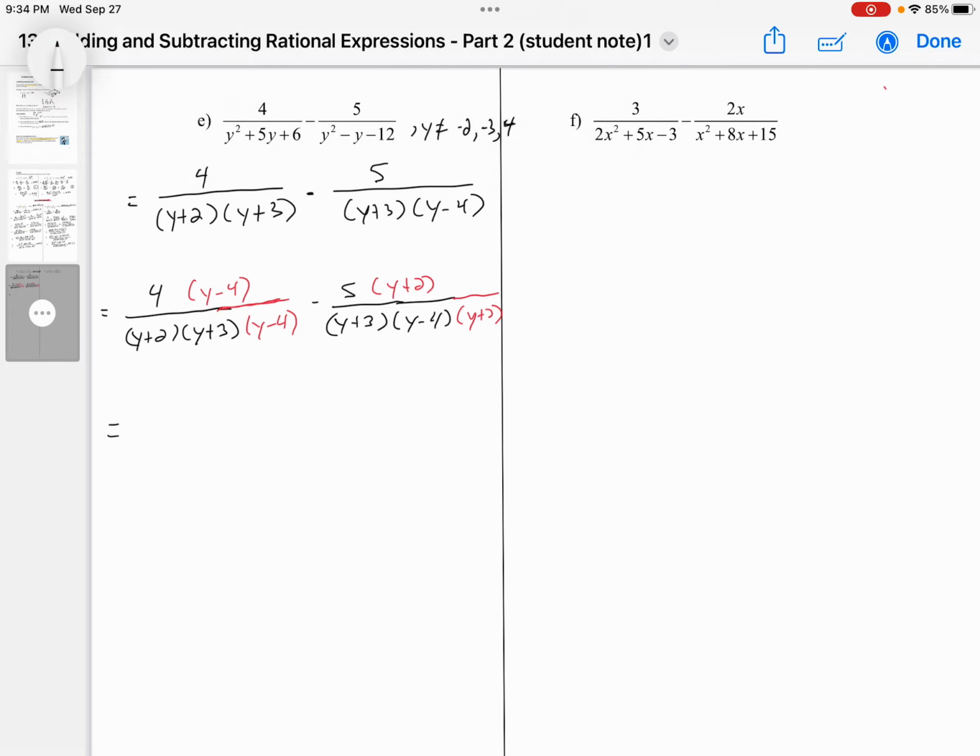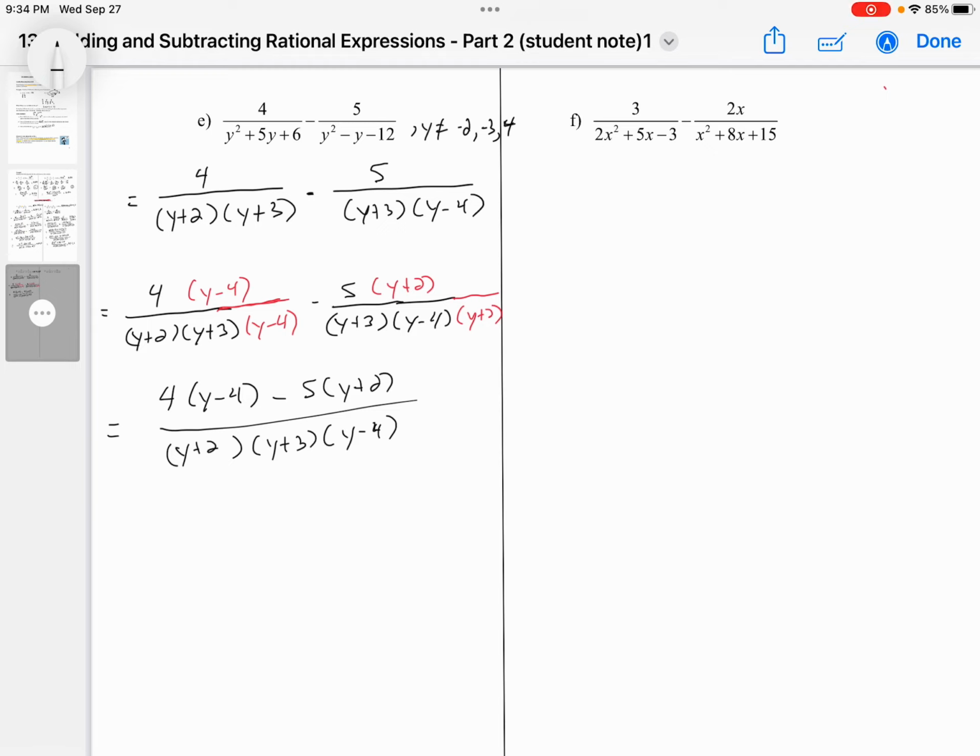The numerator of the first one is 4 bracket y minus 4. I could even multiply those out right now if I wanted to, but I'm not going to. And I'm subtracting the 5 bracket y plus 2. And the reason I can do that is because I've got a common denominator: y plus 2, y plus 3, and y minus 4. That's my happiness step. Now, all I have to do is multiply out those brackets and collect like terms. Pretty straightforward stuff in the numerator there.